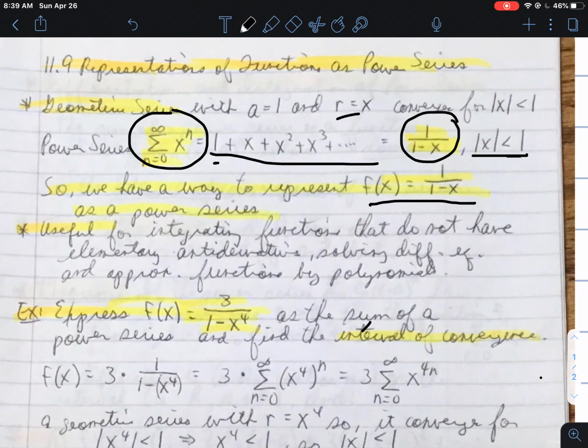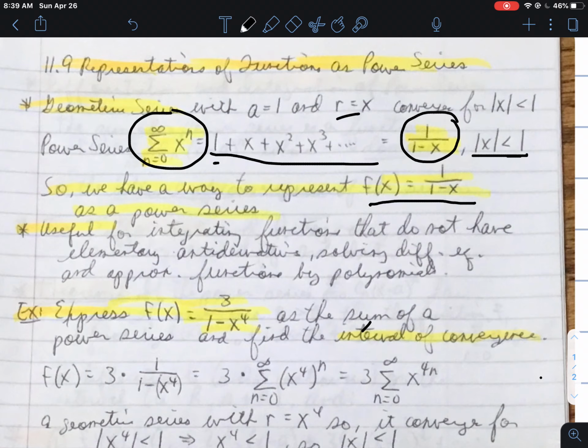Now, our objective, and this is the main part of this section that I'm interested in, is exactly that: taking a function and representing it as a power series. Again, we're going to make use of what we know about geometric series, because those are the ones we know the most about, at least in terms of easily being able to determine whether it converges or diverges.